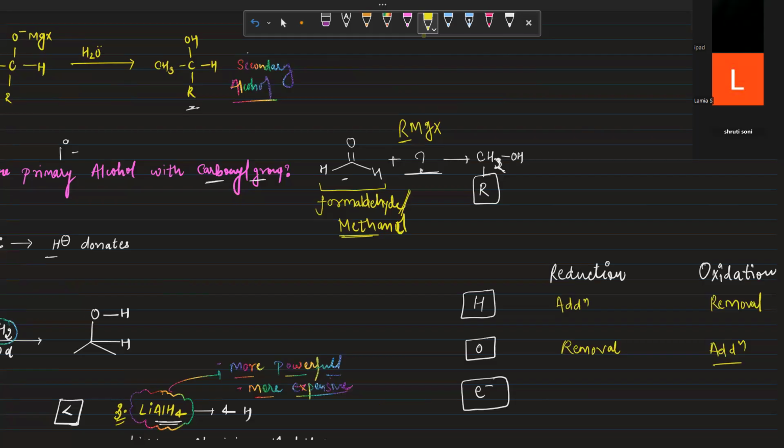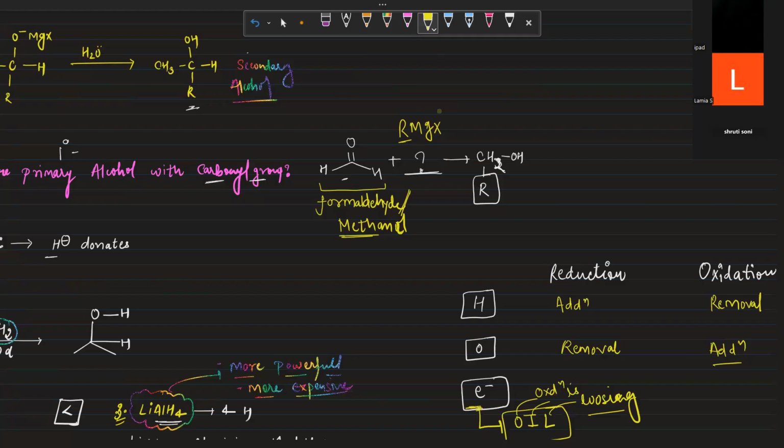Then electron. In the case of electron you will remember a term, OIL RIG. OIL means oxidation is losing. I remember RIG, reduction is gain. Yeah, I remember that. Okay, so this is reduction and oxidation.